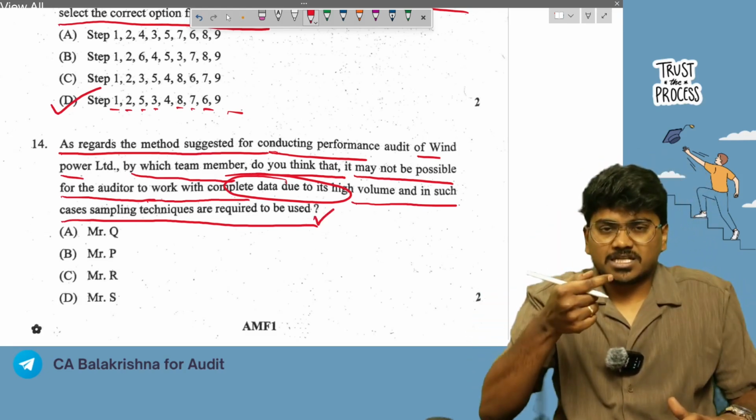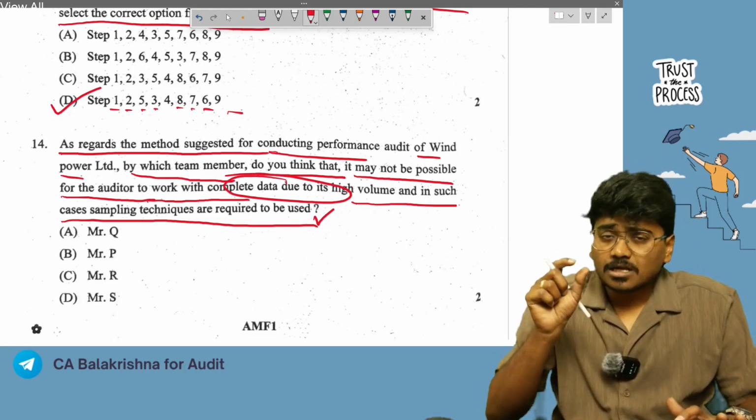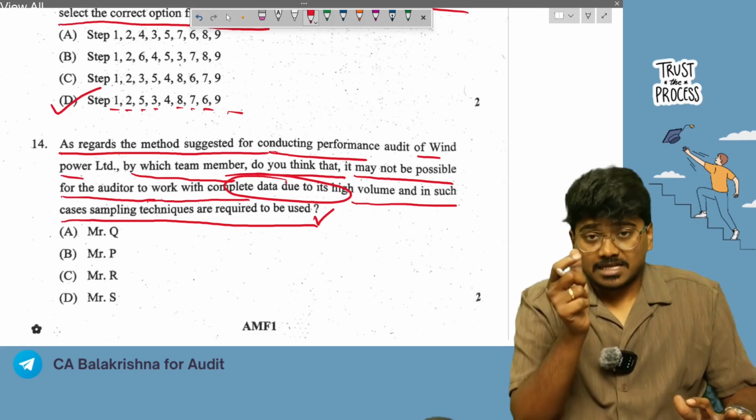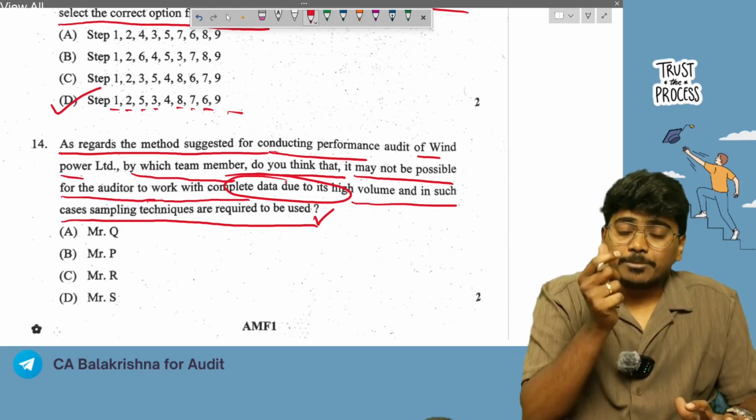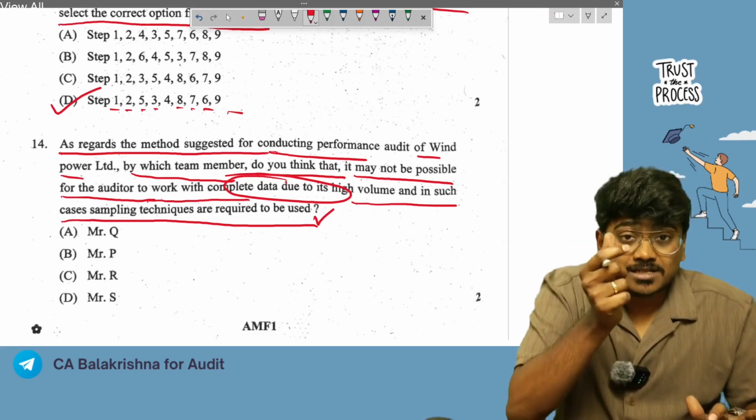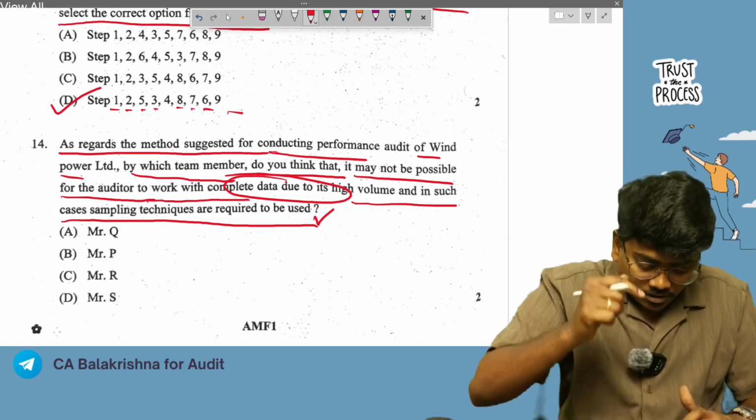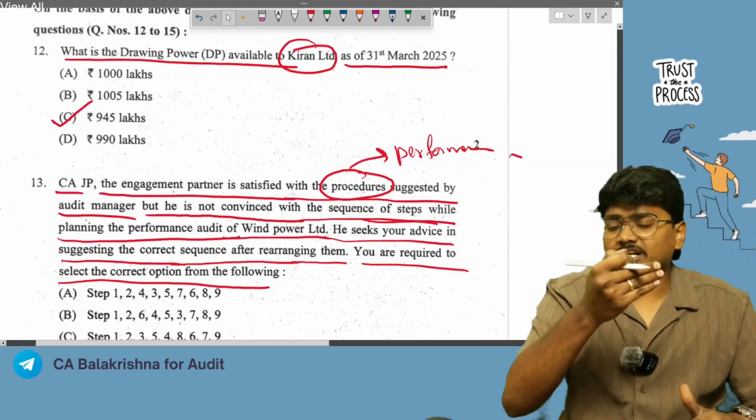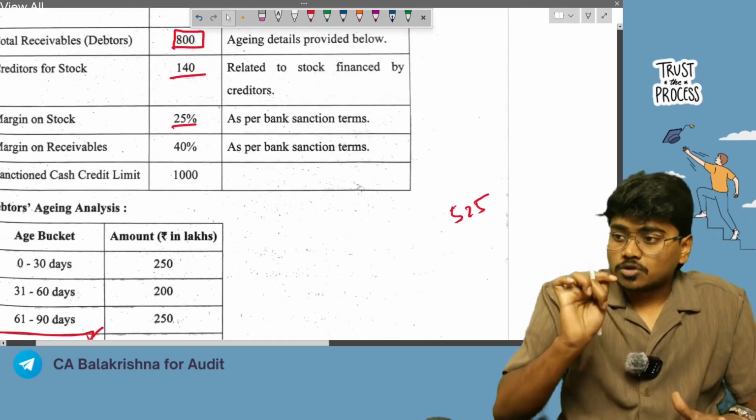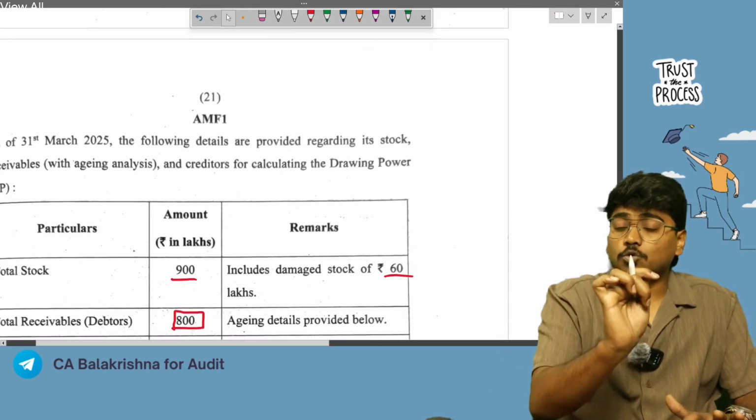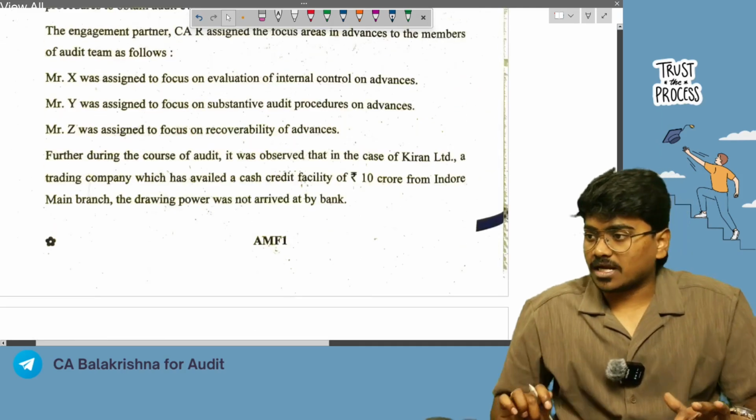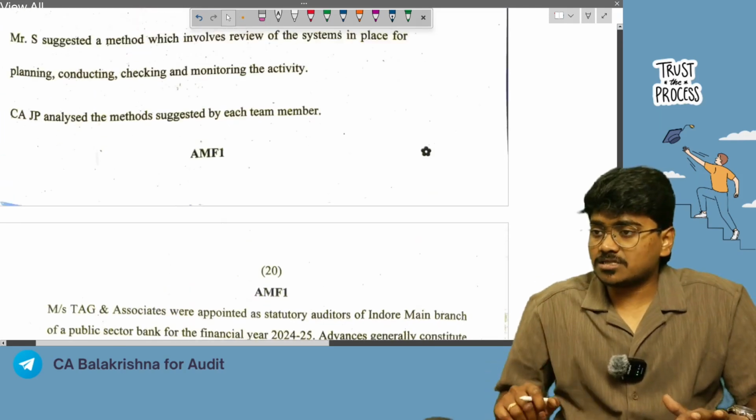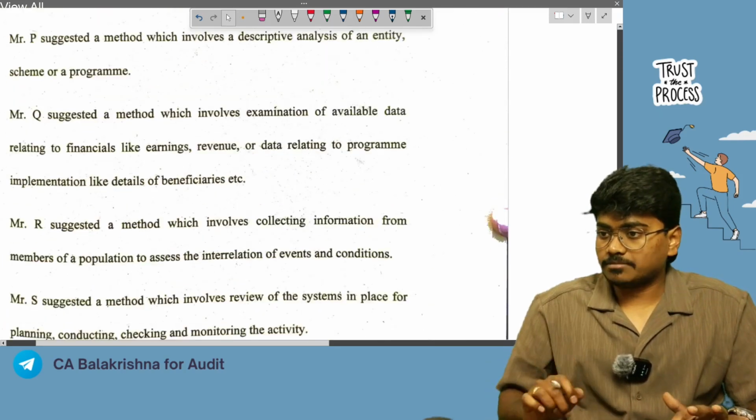Basically there are various methods for performing the performance audit. In those methods, if you use quantitative analysis, there might be a requirement for you to use sampling, right? So different people have suggested different methods in the case scenario. From them we need to find out who has suggested quantitative analysis. That would be our answer, because for quantitative analysis we need sampling.